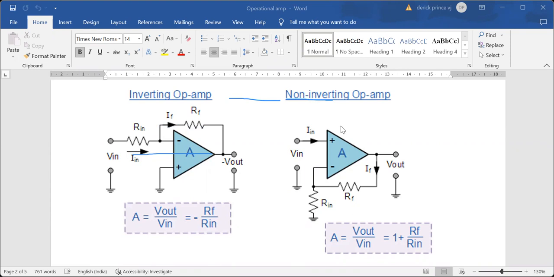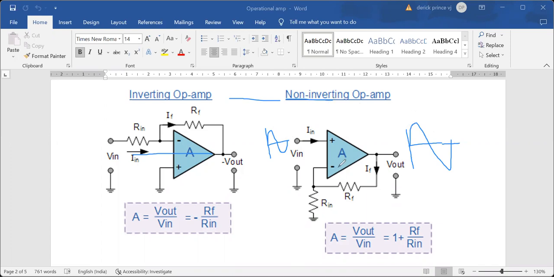The next type is the non-inverting operational amplifier. Non-inversion is plus, so it is not going to get inverted. What do we mean by non-inversion? The input is given to the plus pin. The output polarity will not be changed, but the magnitude will be changed. We cannot change the polarity, but the magnitude will be changed. That is called the non-inverting operational amplifier.